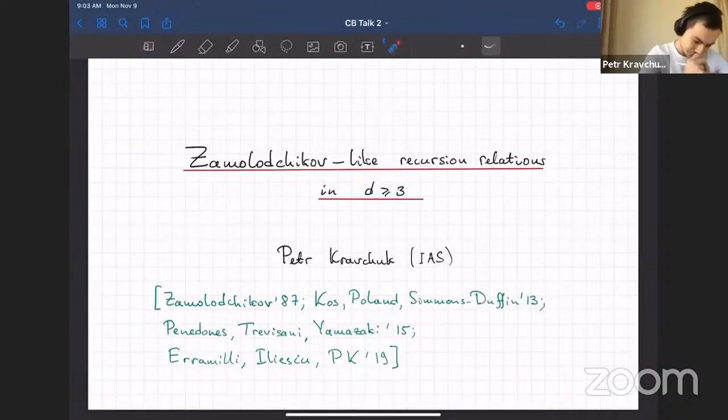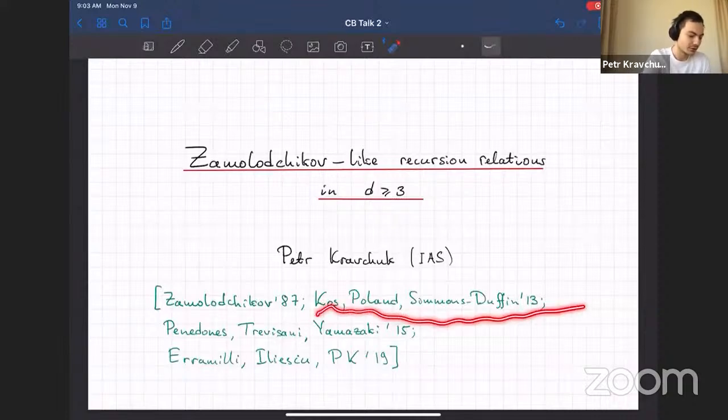These recursion relations were introduced for various other conformal blocks by Zamolodchikov in '87, if I remember correctly. But recently, analogs of these recursion relations, which use the same idea, were also introduced into the world of higher dimensional global conformal blocks. The first work which I think used them was this paper by Kos, Poland and Simmons-Duffin in 2013.